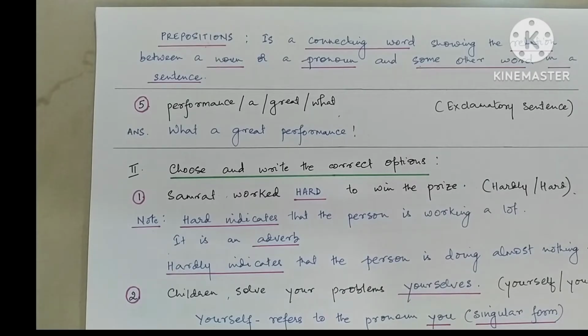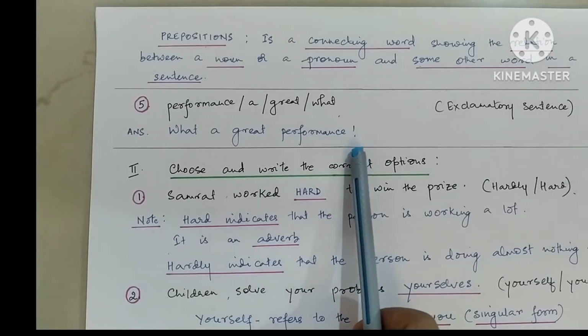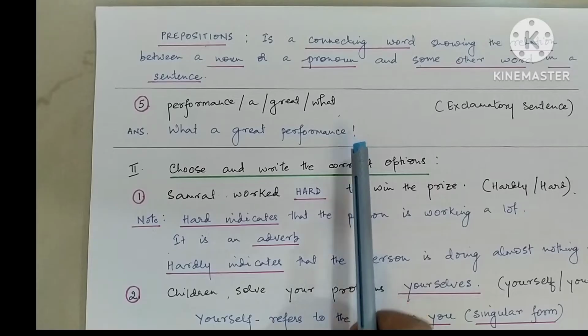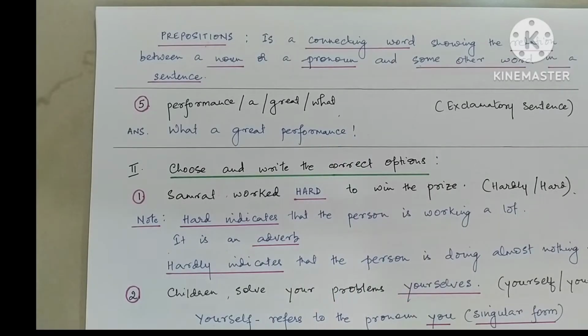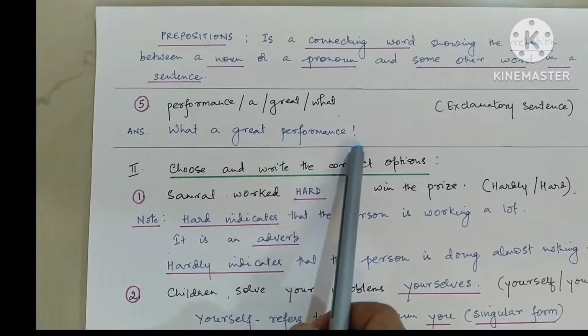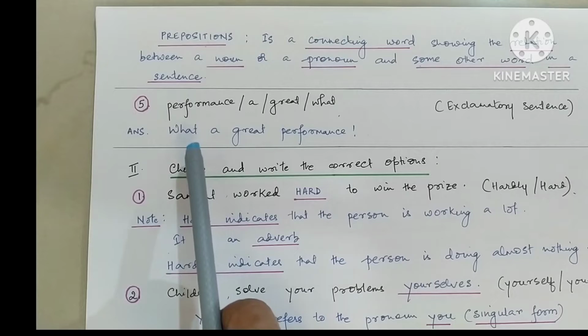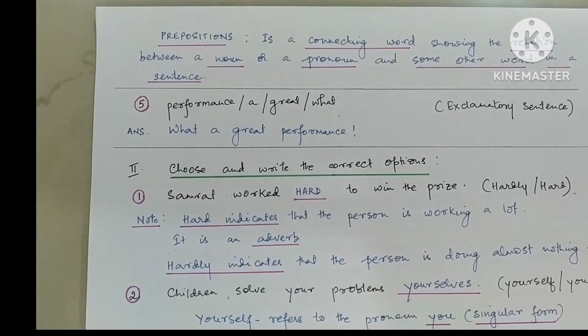Now as we know, in an exclamatory sentence we have to have an exclamation mark at the end of the sentence, and it shows some form of expression of joy or sorrow or whatever form, like ouch or hooray. These are all exclamations. So exclamatory sentences should end with an exclamation mark. What a great performance!